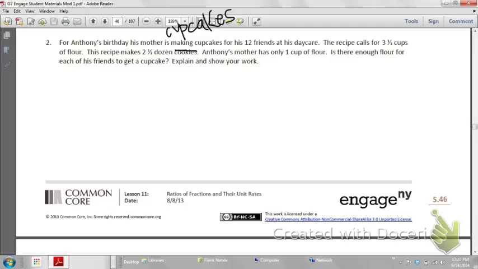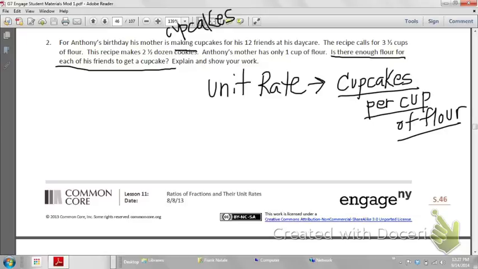Okay, so yes, she wants to make 12 cupcakes for his friends at daycare. The recipe calls for 3 1/3 cups of flour. This recipe makes 2 1/2 dozen cupcakes. Anthony's mother has only 1 cup of flour. Poor woman. Is there enough flour for each of his friends to get a cupcake? Explain and show your work. And I guess she's not really considering Anthony here, but is there enough flour for each of his friends to get a cupcake? Okay, so go ahead and solve that any which way you can, thinking unit rate, of course, and come on back after you've solved it and we'll solve it together.